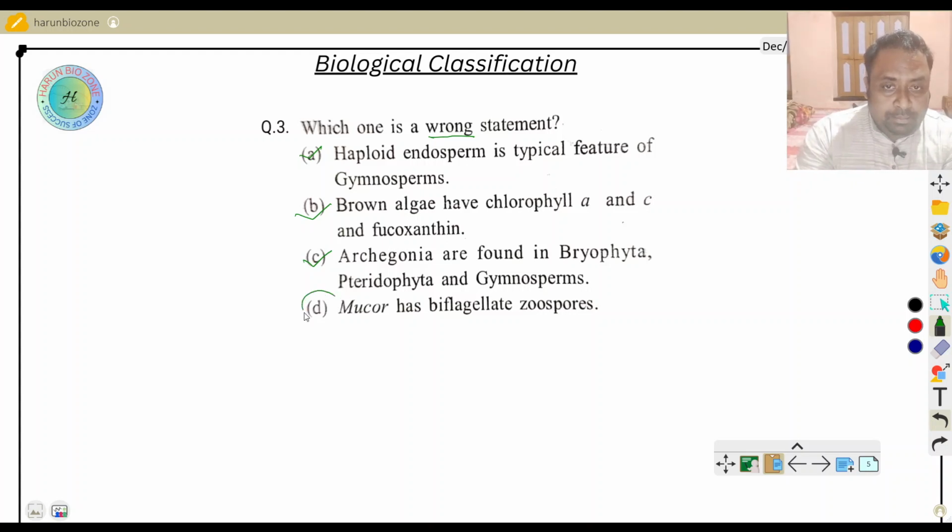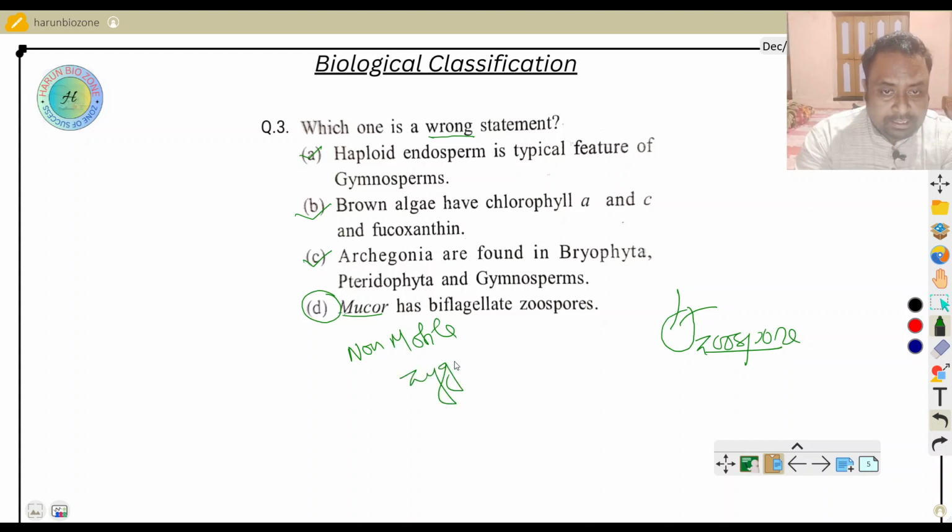And this one: Mucor has biflagellate spore. Biflagellate spore means zoospore, meaning there are two flagella, which means these are motile. But in case of Mucor, there is no biflagellate spore. It is non-motile. Zygospores are present. Zygospore is called a sexual spore.